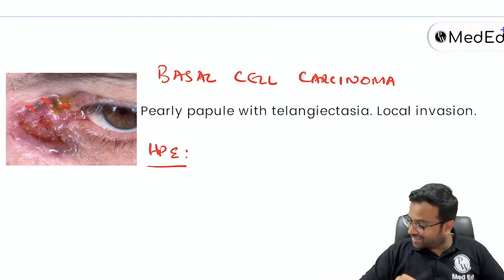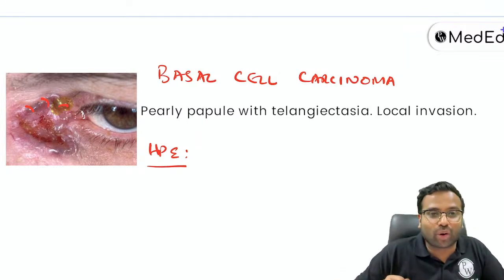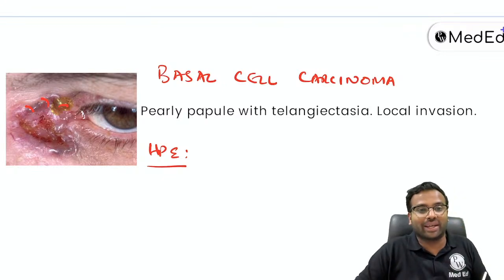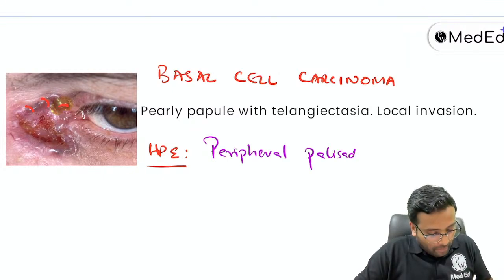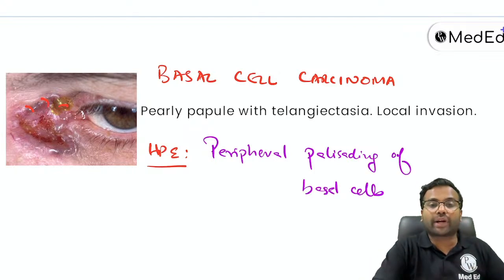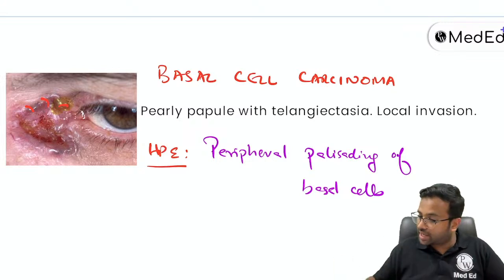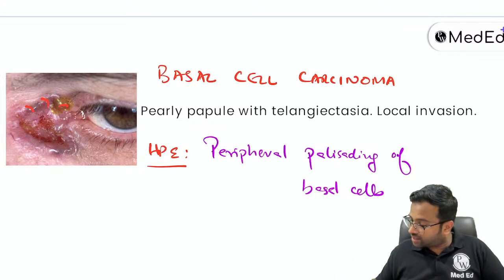All of you who answered it right, can you come back to the chat box again or answer what is the histopathology finding in basal cell carcinoma? Remember, it is called the peripheral palisading of the basal cells, which can be seen in basal cell carcinoma.